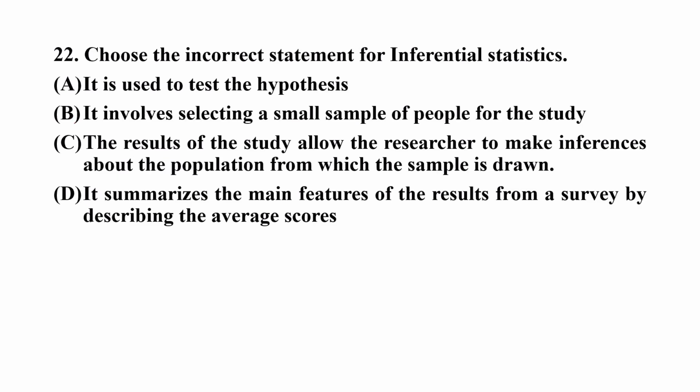Next, 22. Choose the incorrect statement for inferential statistics. Option A, it is used to test hypothesis. Option B, it involves selecting a small sample of people for the study. Option C, the result of the study allows researcher to make inference about the population from which the sample is drawn. Option D, it summarizes the main features of results from a survey by describing the average of score.